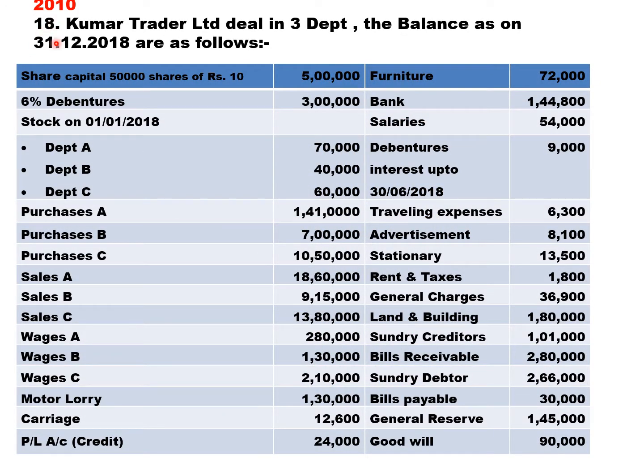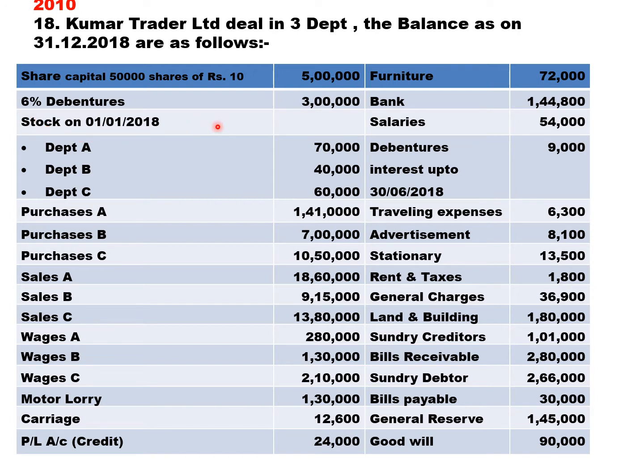2010 question paper. Mr. Kumar Trader Limited deals in three departments. The balances as on December 18 are as follows. Share capital: we have 50,000 shares of rupees 10 each, 5 lakh. So share capital will come in the balance sheet. 6% debenture, 3 lakh, will come in the balance sheet. 6% indicates the rate of interest.